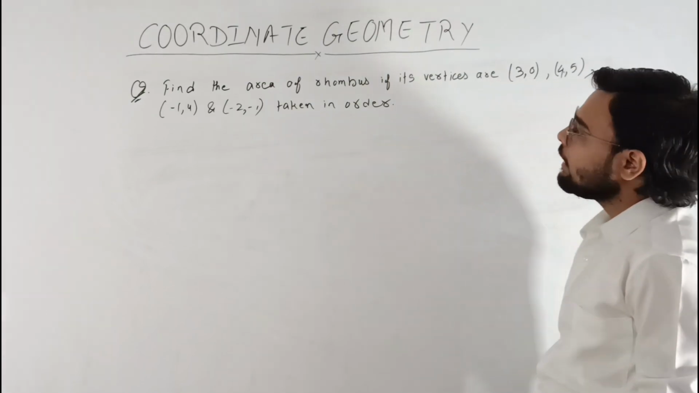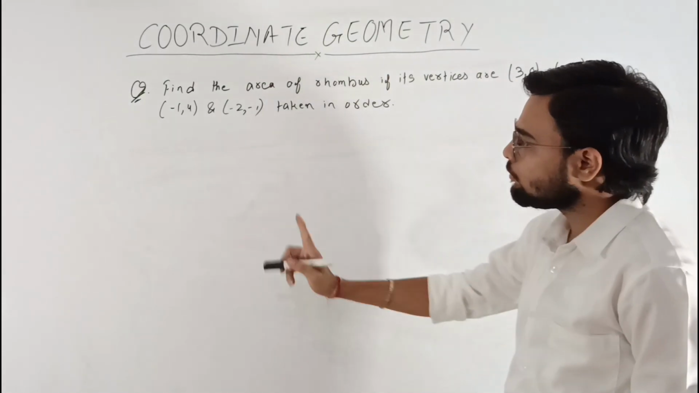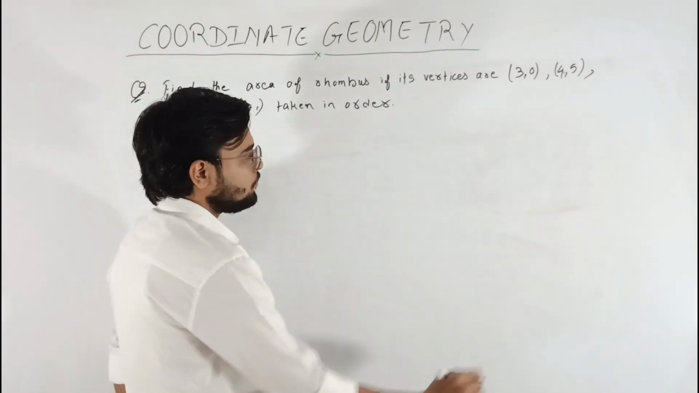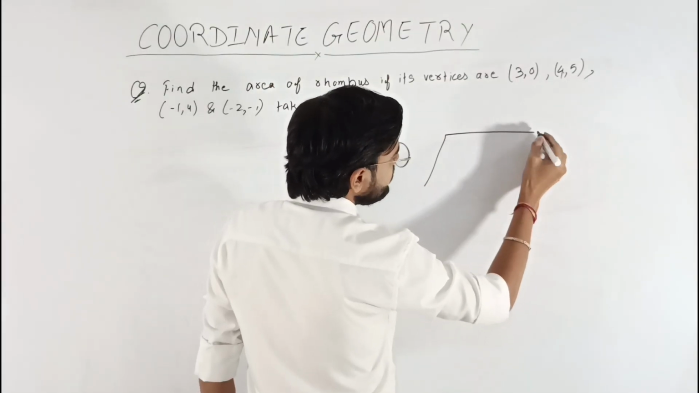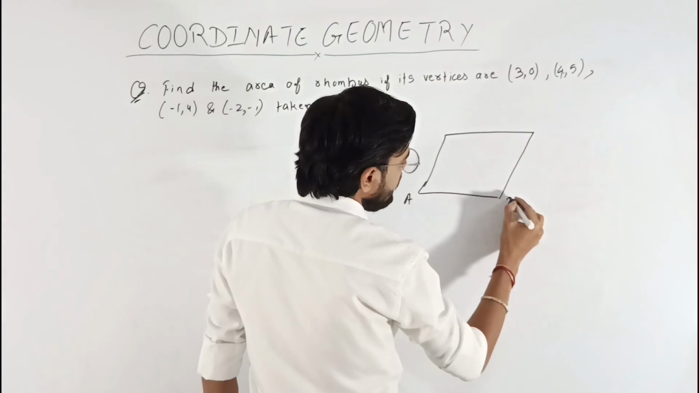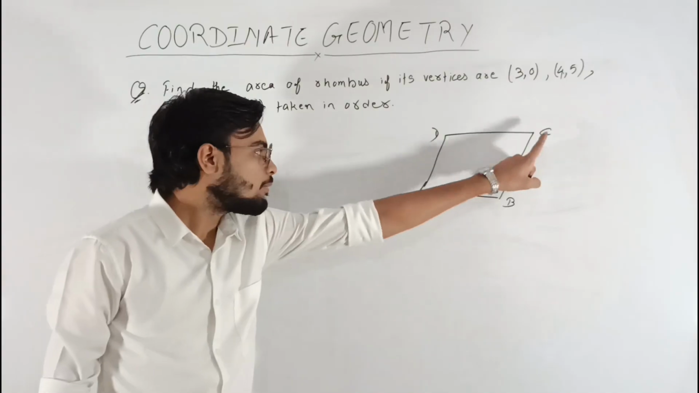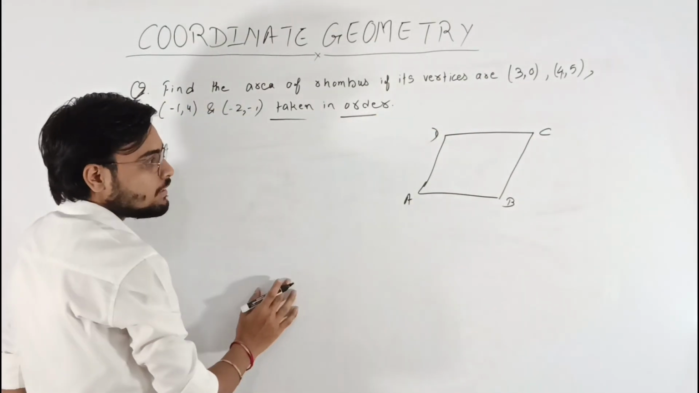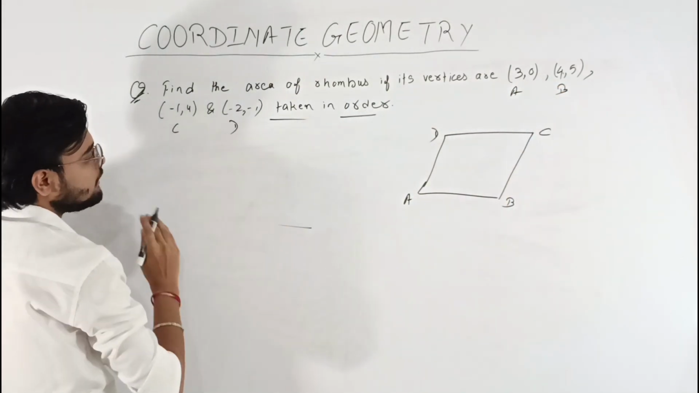So here the question is: find the area of a rhombus if its vertices are 3 and 0, 4 and 5, minus 1 and 4, and minus 2 and minus 1. Now look, the question says there is a rhombus. Suppose this is my rhombus, A, B, C and D, and the coordinates of the vertices A, B, C, D are given, and the question says we have to take them in order. In order means this is A, then B, then this one is C, and then this one is D.